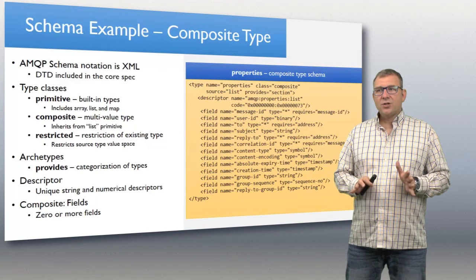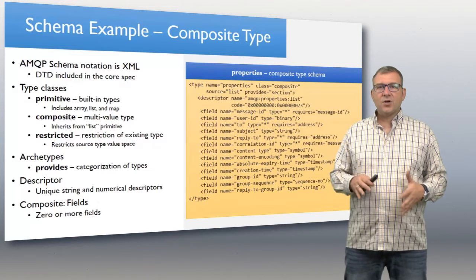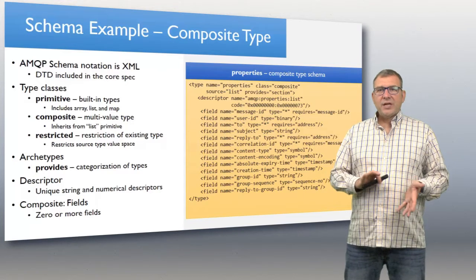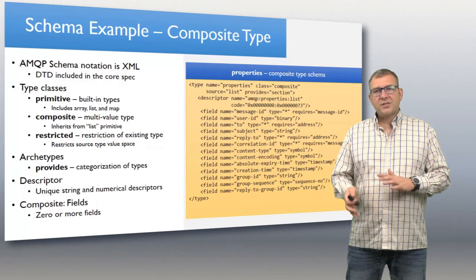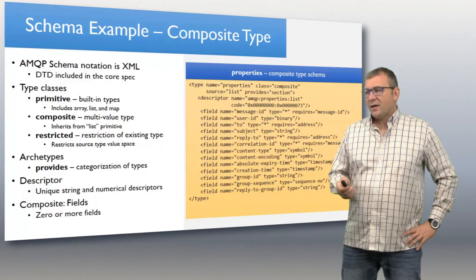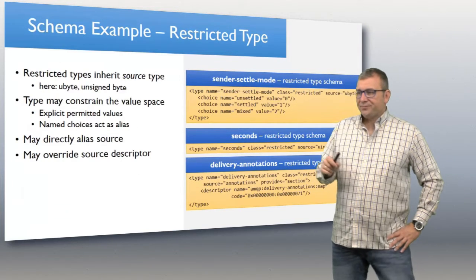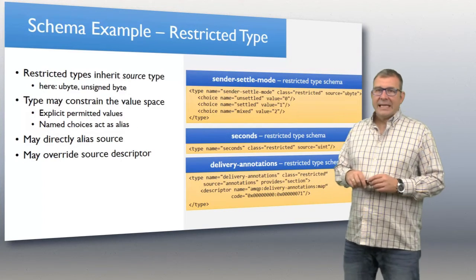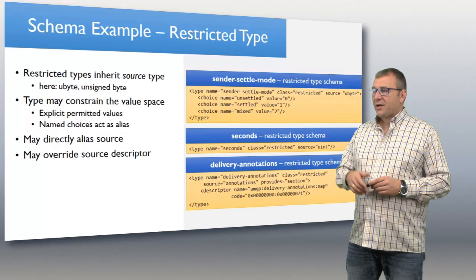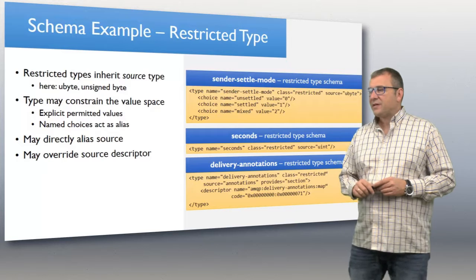You're going to see those schemas mostly in the AMQP spec, and in current practice of how AMQP is used, people tend to do more of the schema-less type, but you could use that schema for your application as well. So here's a restricted type notion. A restricted type inherits a base source type. We have a restriction here for the sender settle mode. I just picked schema examples from the specification.